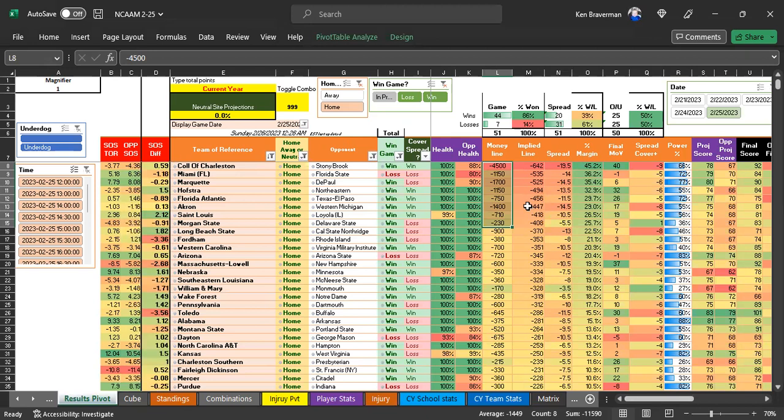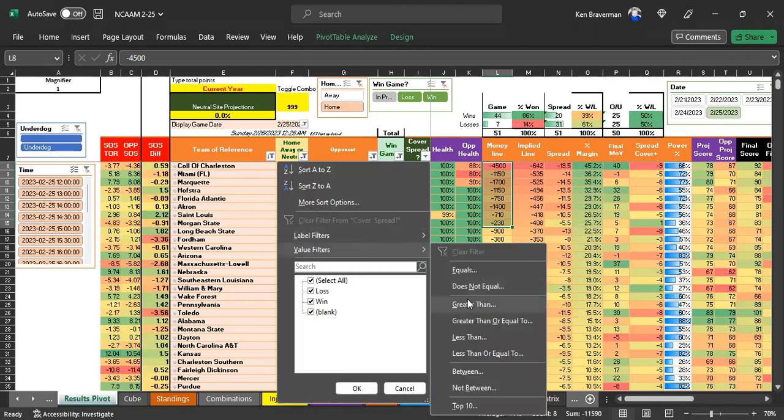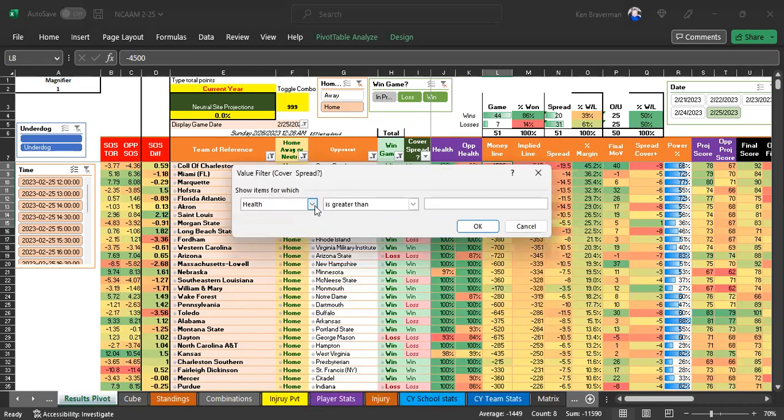No, I like leaving this actually like this. All right, here we are going to get rid of some money lines. The money line that we're going to bet is going to have to be greater than a certain amount. Let's call it -301. Anything 300 or better we'll take.